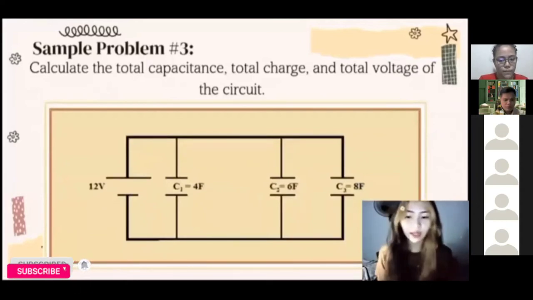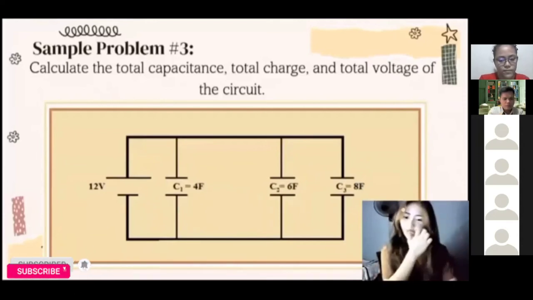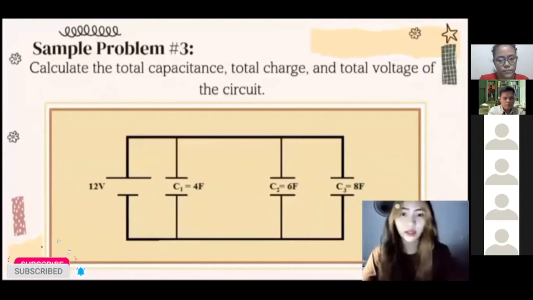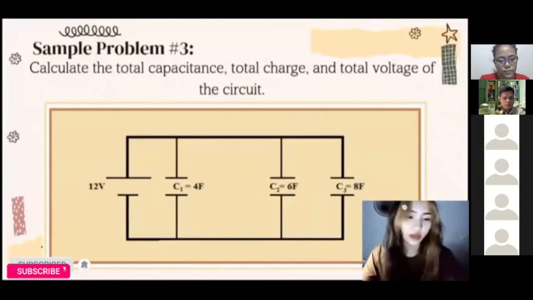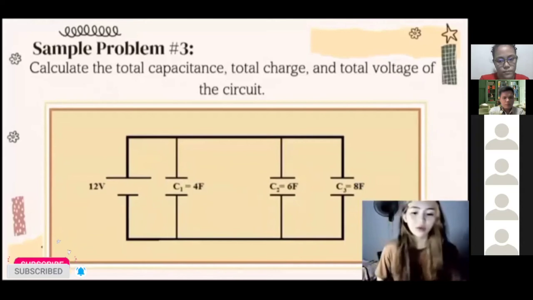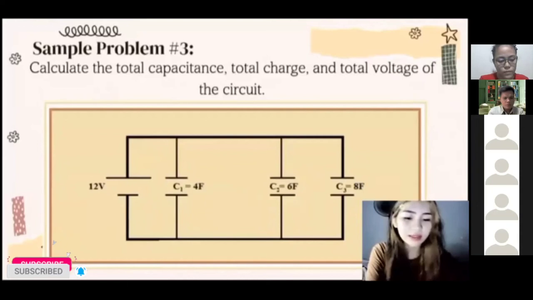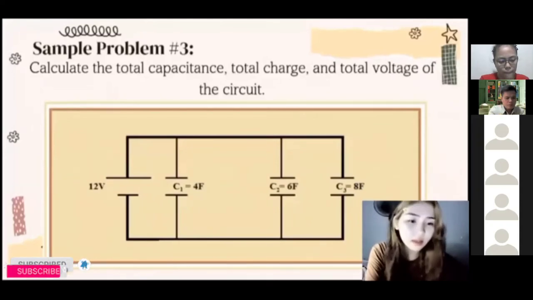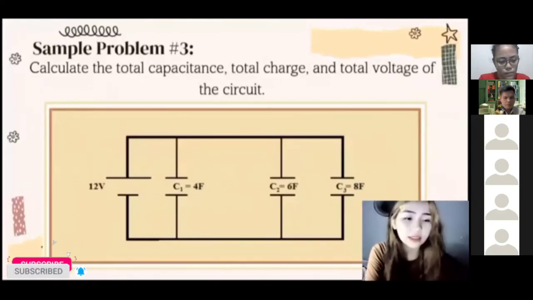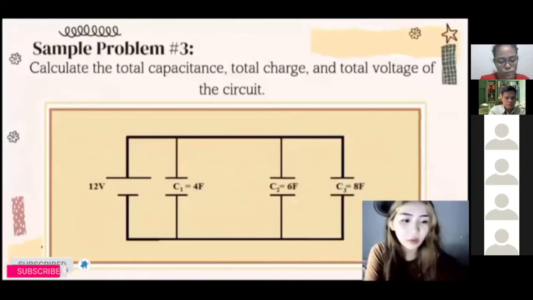We'll know if the given problem is parallel when it has more than one loop and is all connected to the same voltage. The capacitors in the circuit are arranged in parallel to each other. So here, we have a parallel circuit that has three capacitors of value, which are C1 is equals to 4 farad, C2 is equals to 6 farad, and C3 is equals to 8 farad. And we have a voltage that is equal to 12.